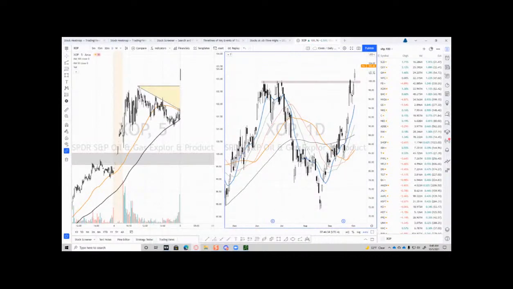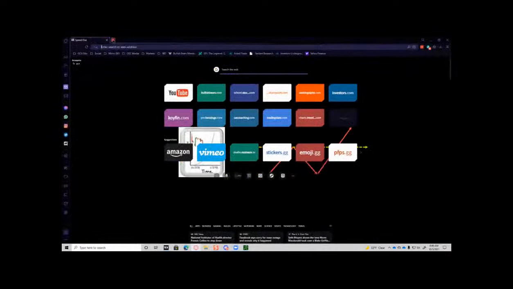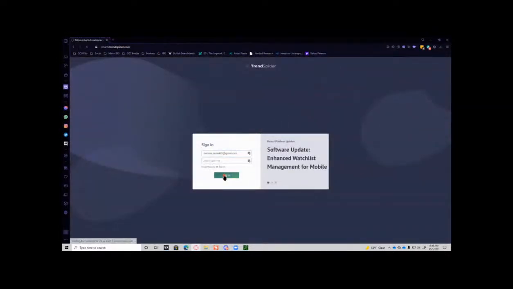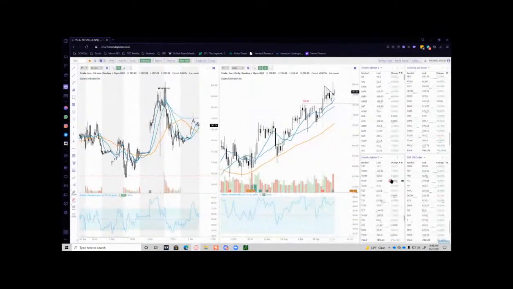Need to bring up TrendSpider real quick. I was trying to get away from TrendSpider and use TradingView more often. The problem is when it comes to doing that, TradingView doesn't allow me to use my watch lists in ways that I like to use my watch list. So there's always limitations, right? It's why we have to have so many different services, because we can't seem to find one service that gives us all of what we want all in one spot.